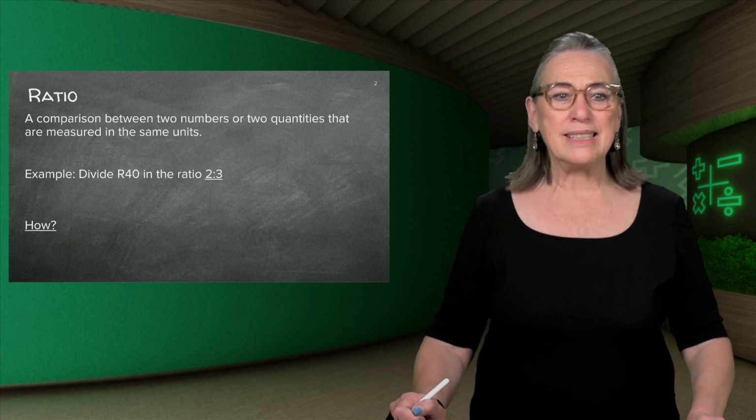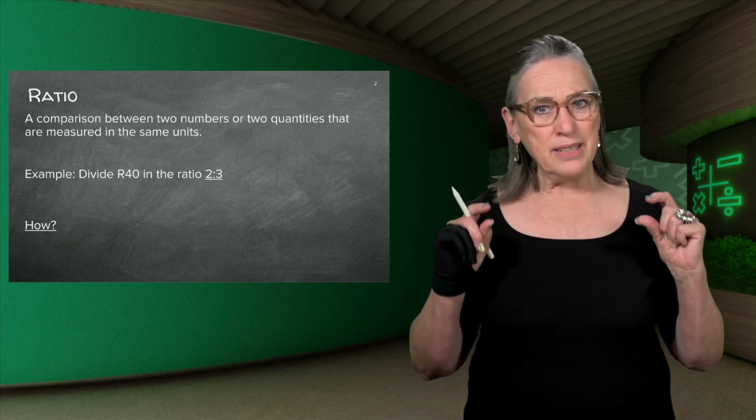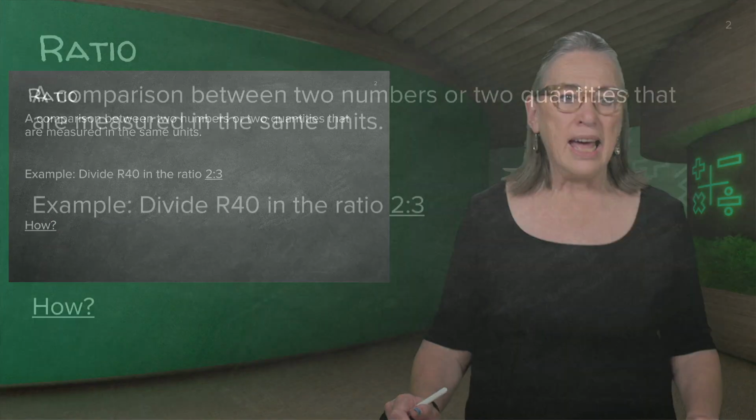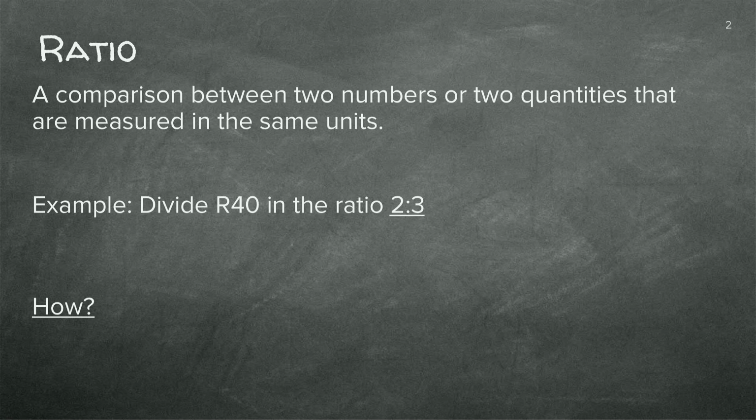The first one is ratio. So what's the definition? A definition is a comparison between two numbers or two quantities that are measured in the same units. Now, the best always is to work with an example. Say, for example, your dad gave you 40 Rand and said that you must divide it in a ratio of 2 to 3 with your bigger brother. Yes, I know they need more money, okay? So now how are we going to do that?